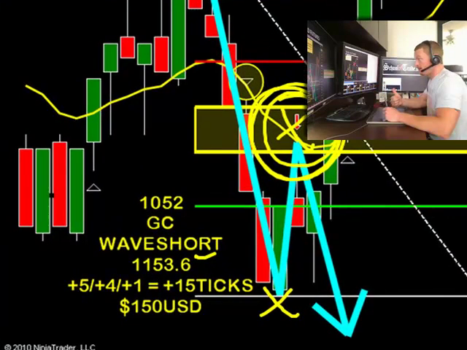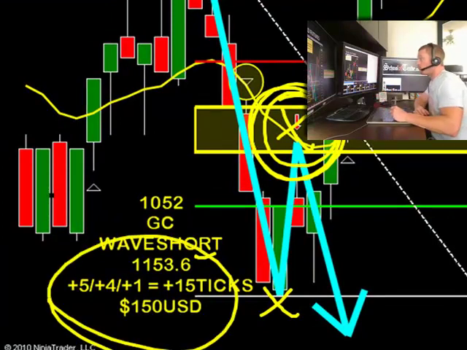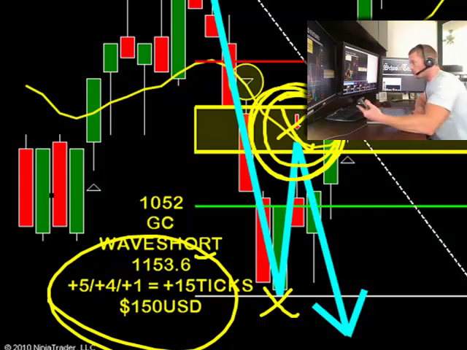2 off at 5 is 10. 1 off at 4 is 4. It's 14. +1 is 15 ticks or 150 USD for a wave trade. Nice and easy wave trade, right? Predetermined entries, limit orders, nice big wide targets, guys.